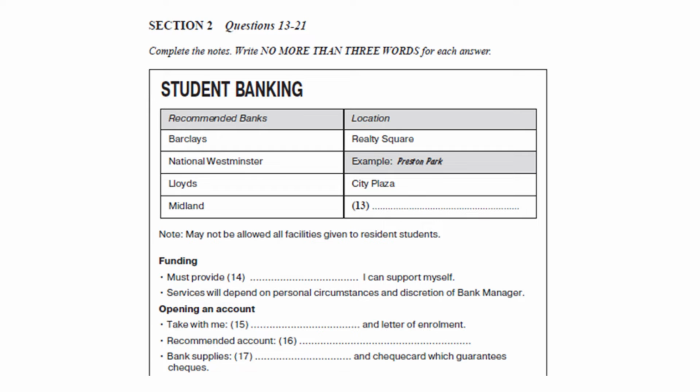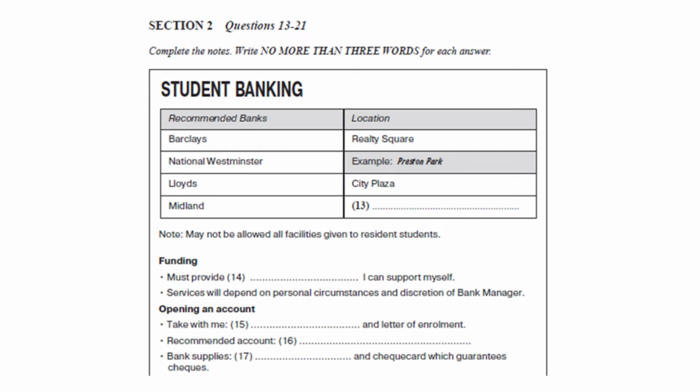Right. There's Barclays in Realty Square, National Westminster in Preston Park, Lloyd's in City Plaza, and Midland in Hope Street. Okay. All these banks offer special student accounts. However, it's important to note that as an international student, you'll not necessarily be eligible for all the facilities offered to resident students.